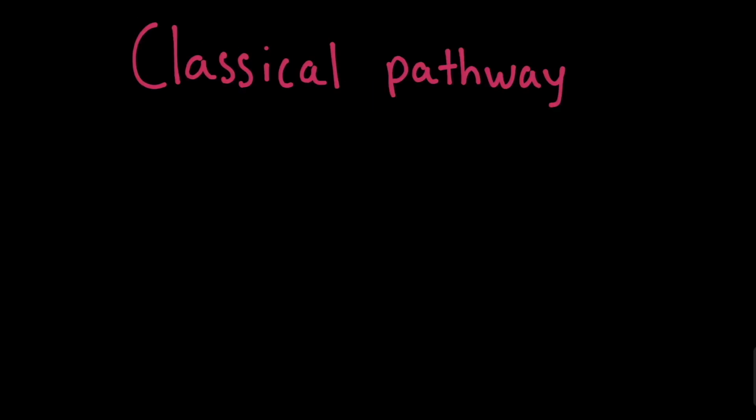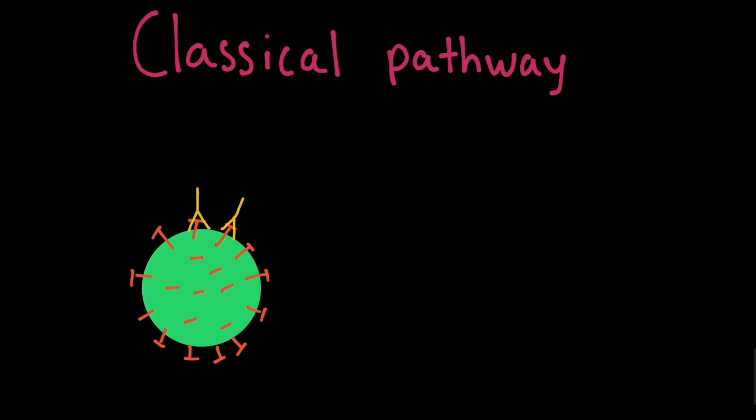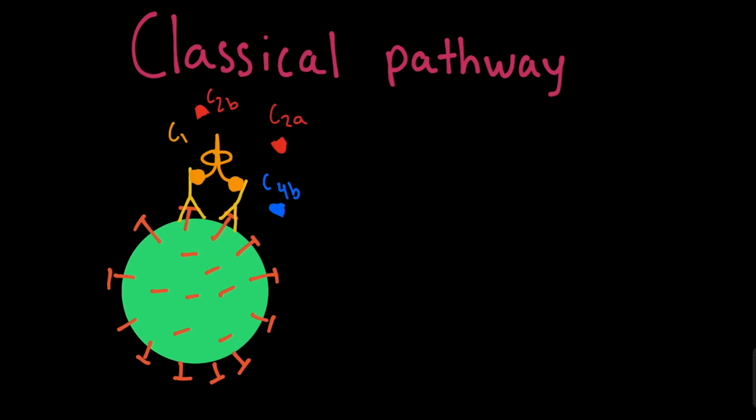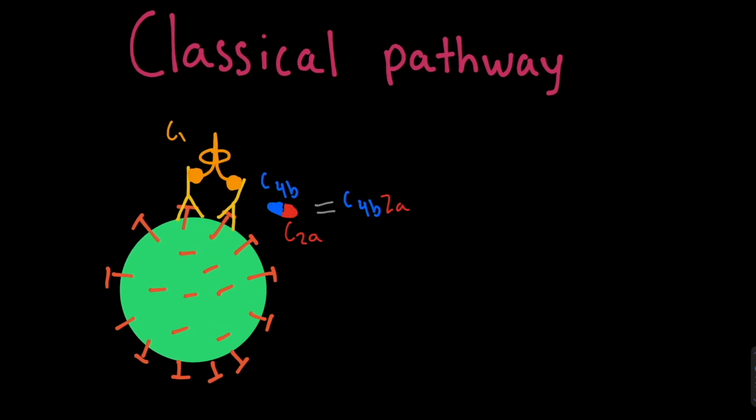The first is known as the classical pathway. Now, the classical pathway is antibody dependent, meaning that there must be antibody binding to an antigen of a foreign pathogen. The protein C1, or C1 complex, if you will, binds to the antibody. C4 will come in and be broken down to C4a and C4b by C1 complex. The same process occurs for C2, forming the C4b2a complex, which is also known as the C3 convertase.